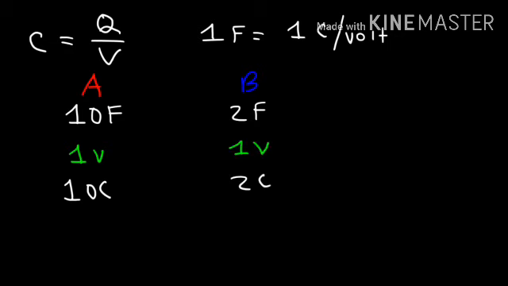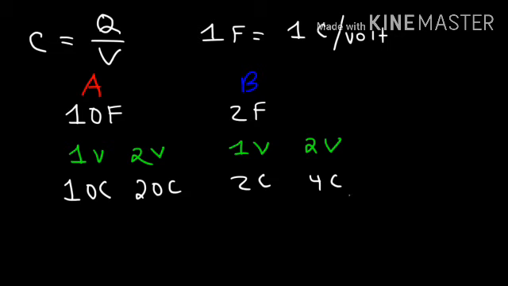Now, what if we increase the voltage? Let's say we charge up to 2 volts. Capacitor A can hold 20 coulombs of charge. Capacitor B, if we connect it to a 2-volt battery, can hold up to 4 coulombs of charge. So as you can see, capacitance is basically charge efficiency. It's how much charge you can hold per volt.